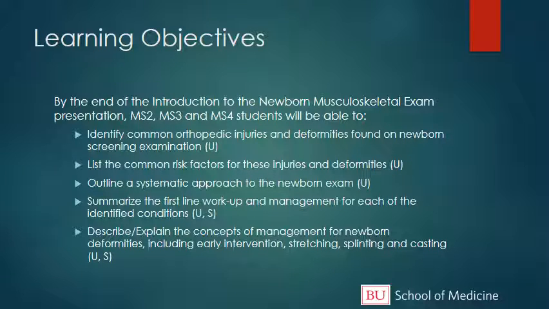The learning objectives for this module are that by the end of the introduction to the newborn musculoskeletal exam presentation, second, third, and fourth-year medical students will be able to do the following: identify common orthopedic injuries and deformities found on newborn screening exam, list the common risk factors for these injuries and deformities, outline a systematic approach to the newborn exam, summarize the first-line workup and management for each of the identified conditions, and describe or explain the concepts of management for newborn deformities, including early intervention, stretching, splinting, and casting.